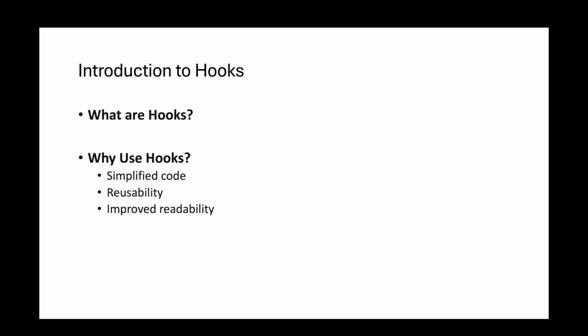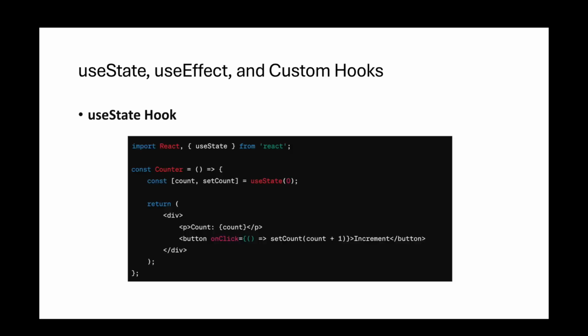Why use hooks? Simplified code: hooks eliminate the need for class components and provide a more concise syntax for managing state and side effects. Reusability: hooks can be reused across multiple components, promoting code reuse and reducing duplication. Improved readability: hooks make it easier to understand and reason about the behavior of functional components. useState, useEffect, and custom hooks.